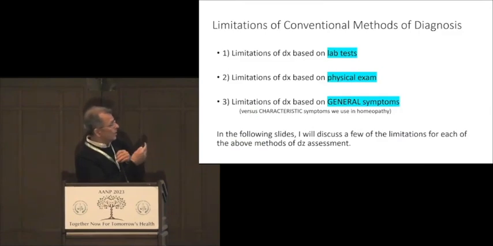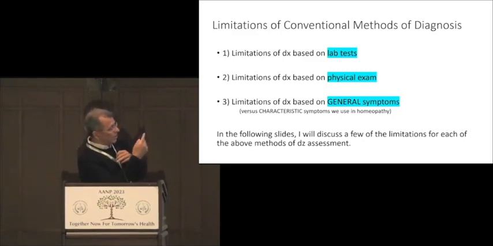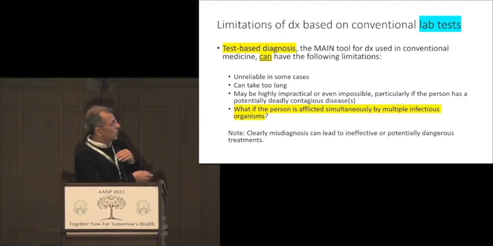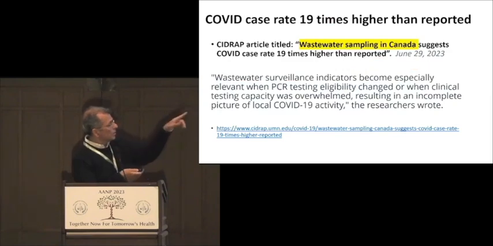So we have limitations in regards to conventional methods of diagnosis when it comes to lab tests, physical exam, general symptoms. All those tools that conventional colleagues, let's say non-homeopaths, use for diagnosis have a lot of limitations, as you hopefully would agree. And I'm going to tell you how homeopaths would assess in a minute. So those are the limitations of lab-based diagnosis. Here's just one article on the limitations of labs, a recent article from June of 2022. You can see that the COVID case rate was 19 times higher than reported.